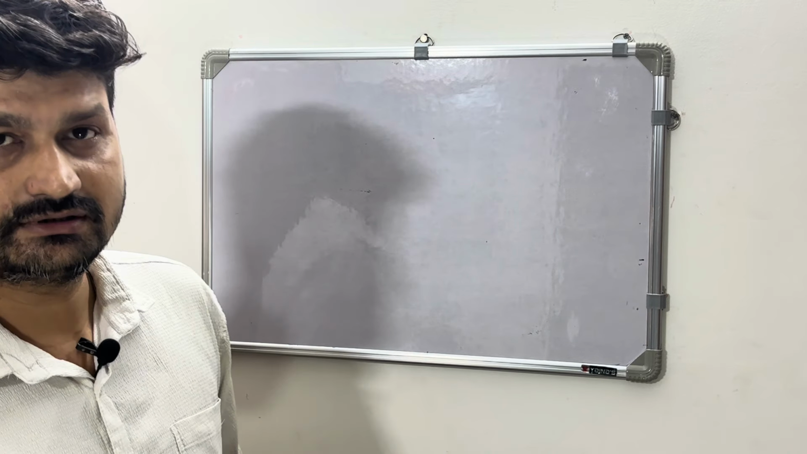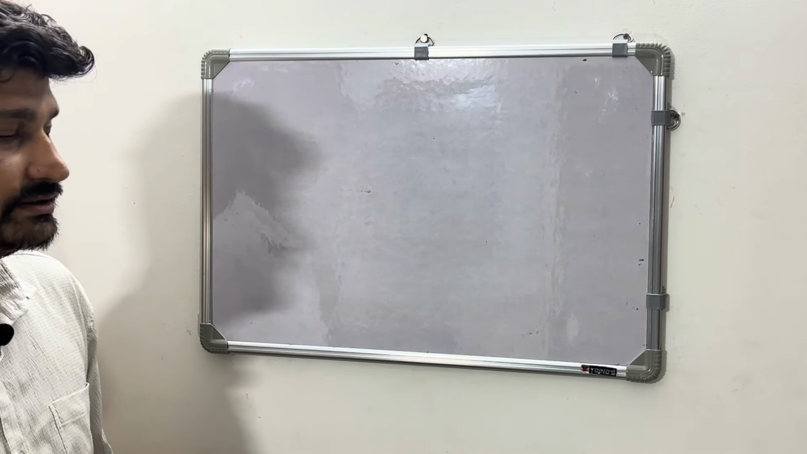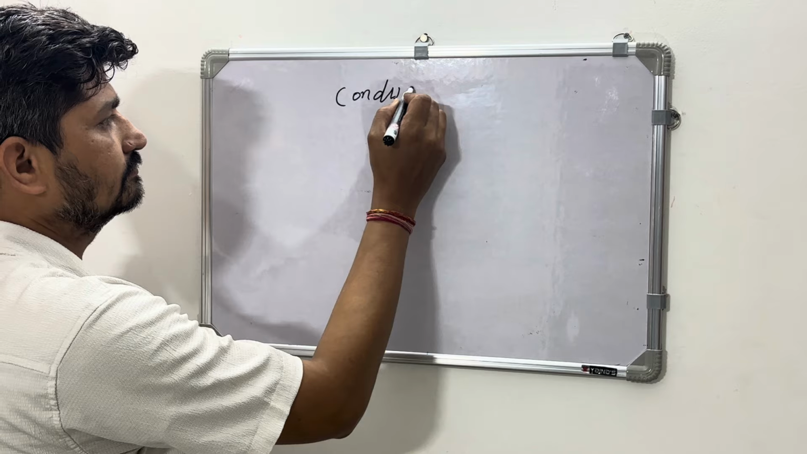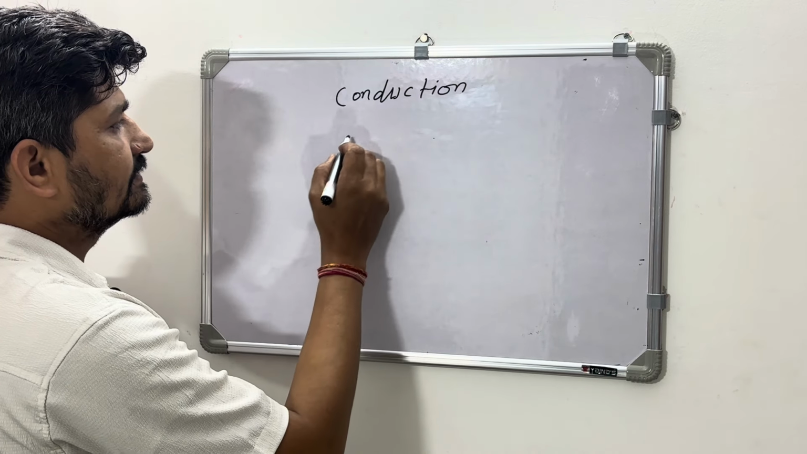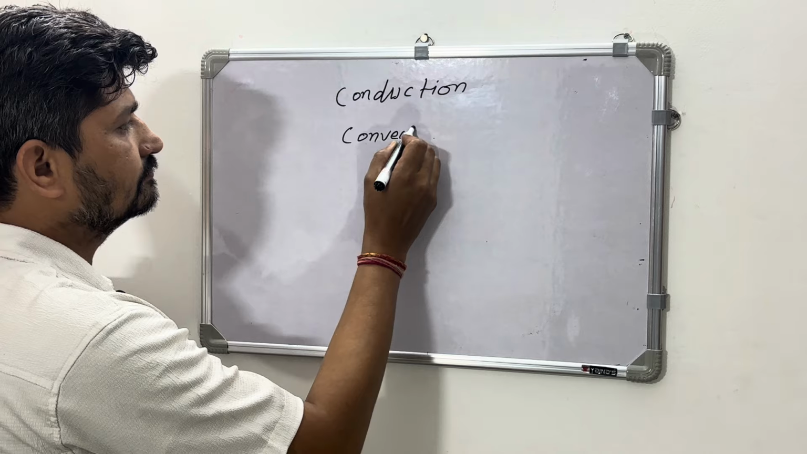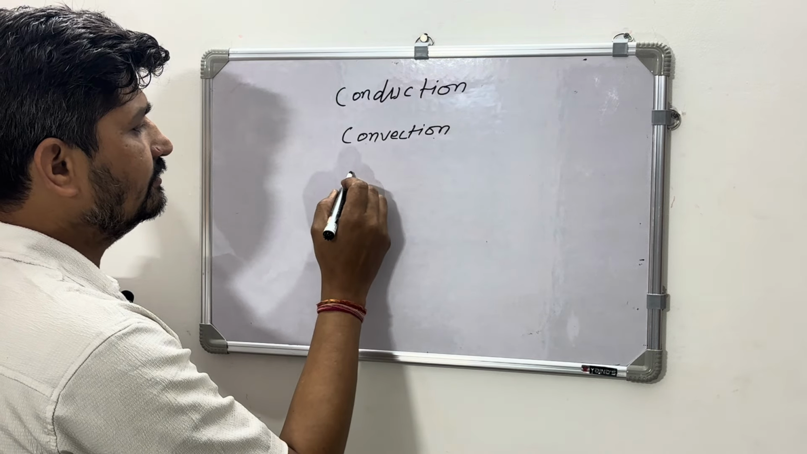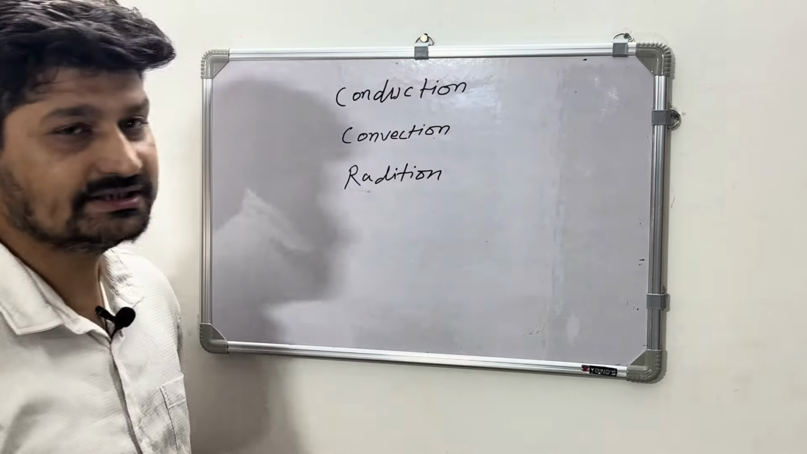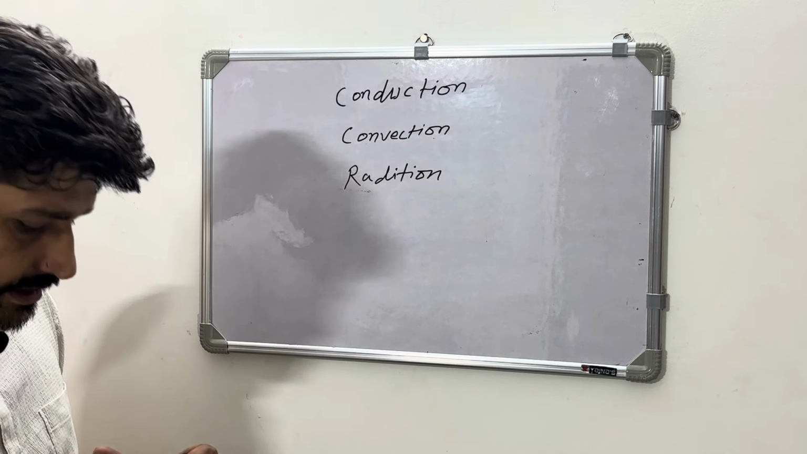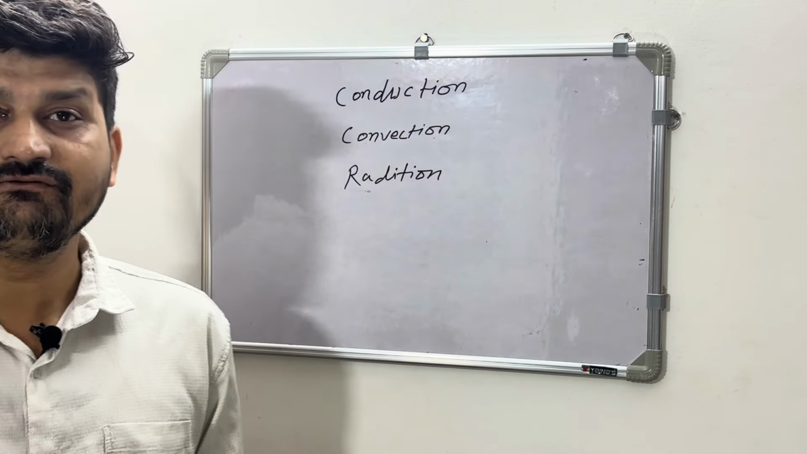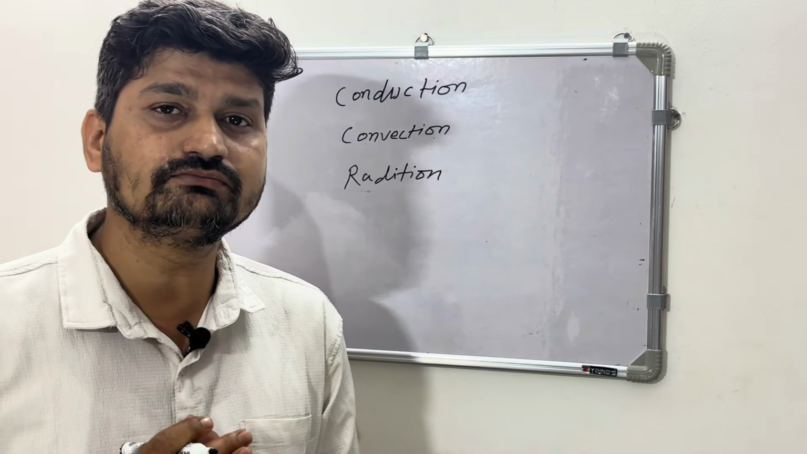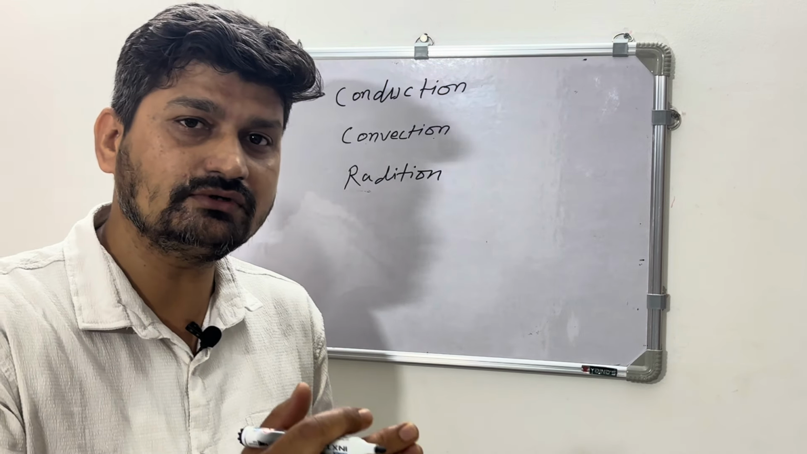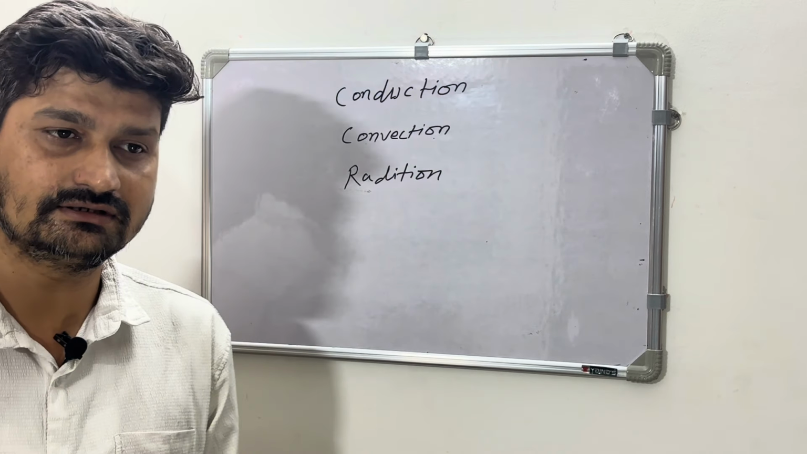Any heat transfer is done through three processes. First one is called conduction, second one is convection, and third one is radiation. Now what is conduction? Conduction is a mode of heat transfer where the actual molecule movements are not involved. It means molecules don't travel from one place to another to transfer the heat.